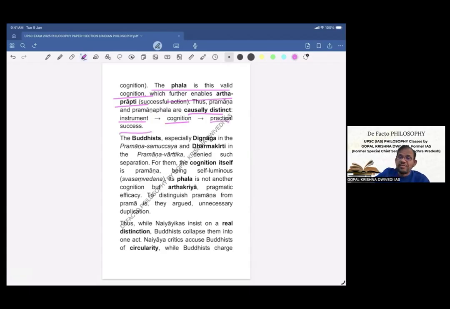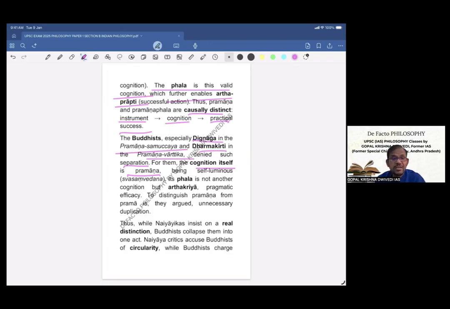Now, this is Nyaya's view. Now, let us see what is the Buddhist view. Buddhists, especially Dignaga, in the Pramana Samuchaya. Now, you see, names of philosophers, and their books and references have been written, so this elevates the answer. So Dignaga in Pramana Samuchaya and Dharmakirti in Pramana Vartika denied such separation. For them, cognition itself is pramana.